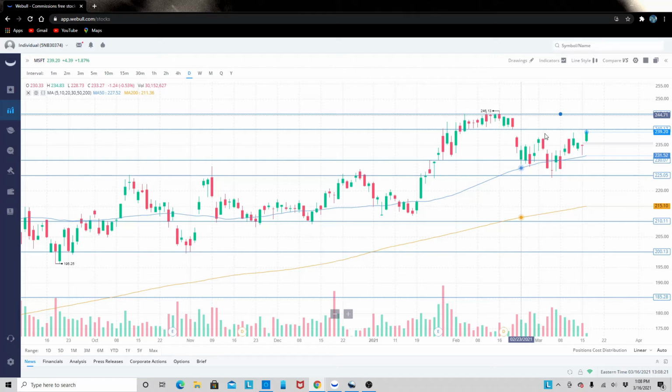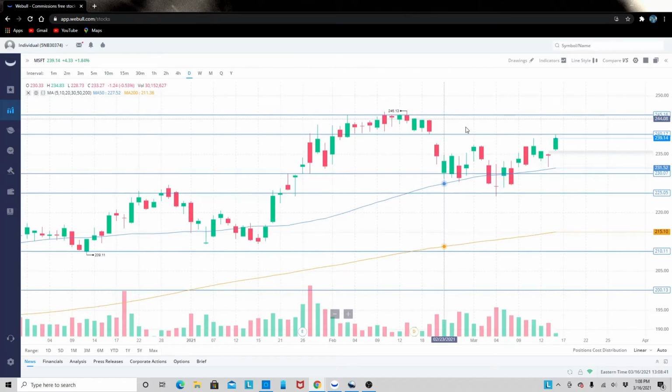Let me just zoom in here. As you can see, at the top of our chart, we have a high of 245 as our resistance point. This stock has hit an all-time high of $246.13, so I put our high resistance point at 245. That's where our chart tops off, and that's going to be our top resistance point.